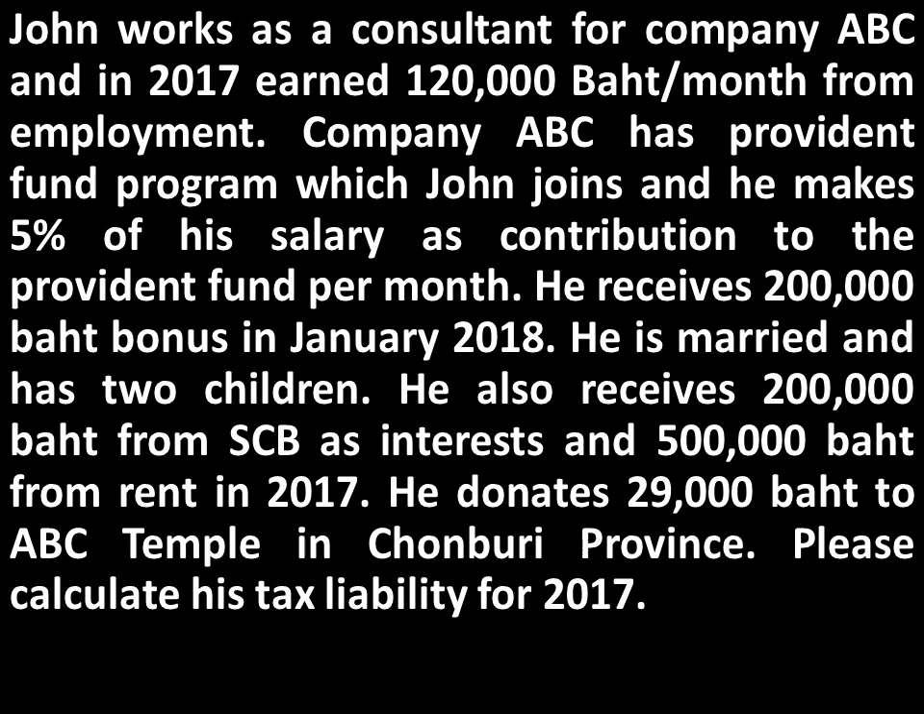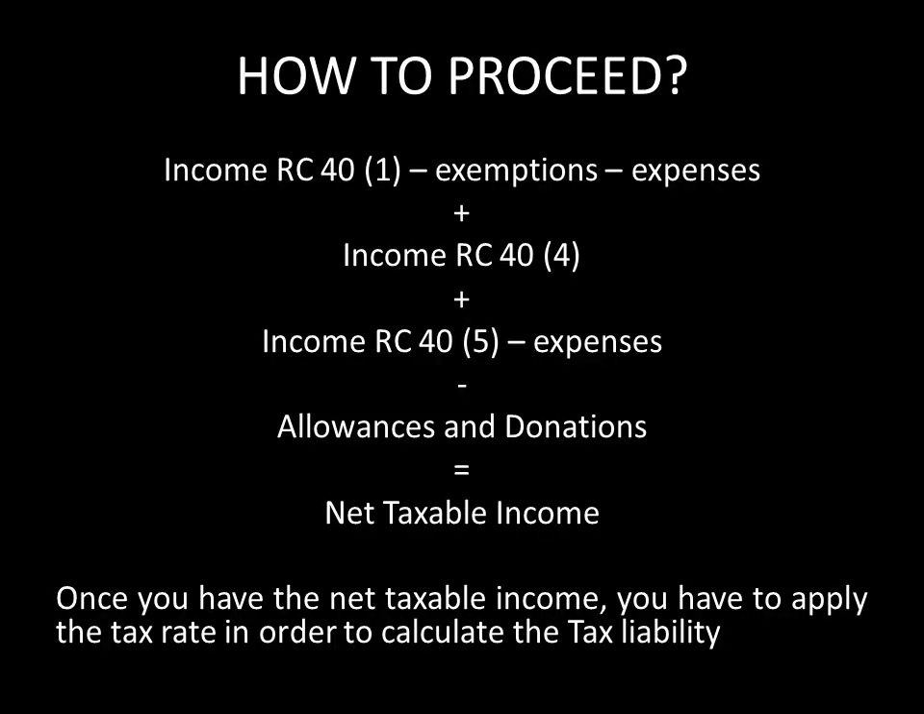This is the question. Let's see now how to answer this question, how you need to proceed. First, you need to sum up all the different sources of income. Here we have three sources of income. We have income from employment, revenue code section 40.1. Then we have income from interest on the bank account, revenue code section 40.4, and then income from rent, section 40.5. So you need to calculate the income from employment after deduction of exemptions and expenses.